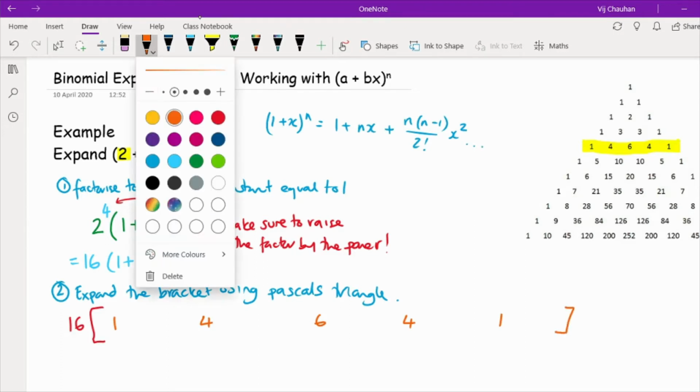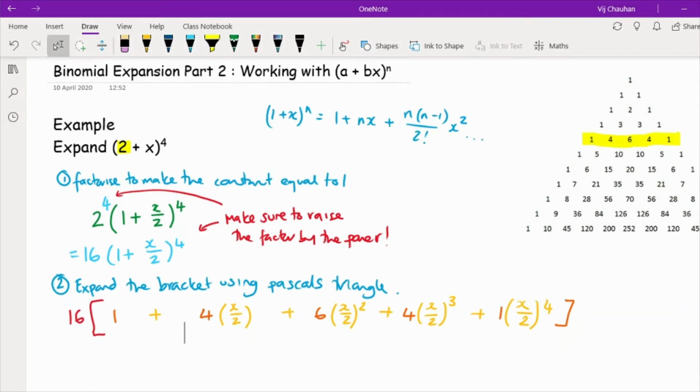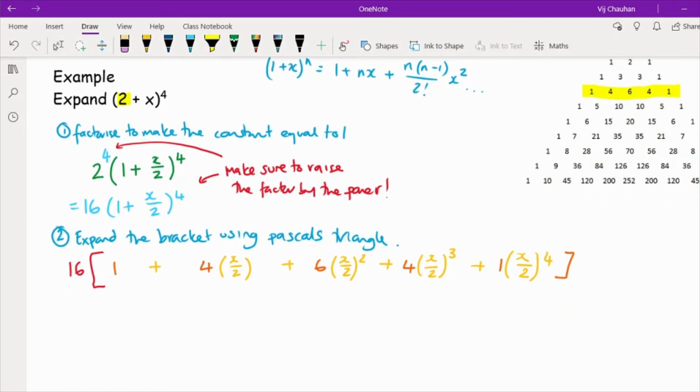What I then need to do is add my powers of x. So I've got 1 plus x over 2, then x over 2 squared, x over 2 cubed, and then x over 2 to the power of 4, and I am adding each of those up. From this, what I then need to do is get a bit more space, and now I'm going to simplify the square bracket.